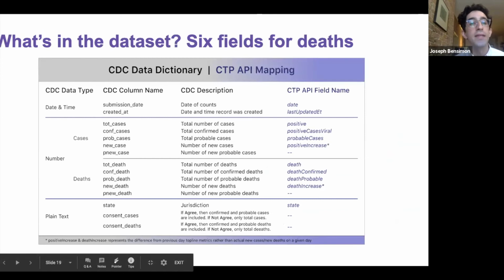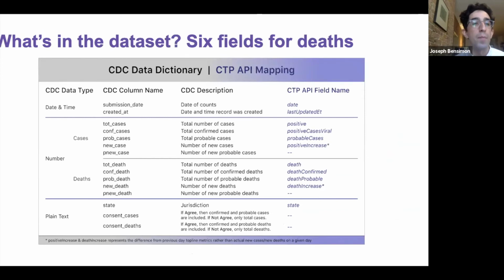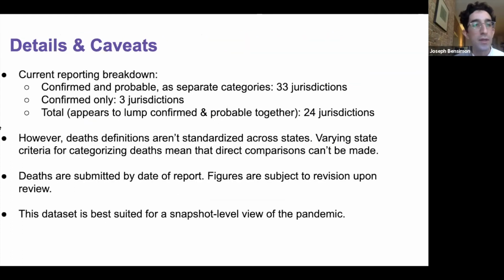So this is the table that we were looking at for the CDC's COVID data tracker dataset. For deaths, there are 6 fields. So there's total death, confirmed death, probable death, new deaths, so updated deaths since last update, and probable new deaths. There's also a plain text field, which specifies whether a state's total field is including confirmed and probable together. If we could go to the next slide, please.